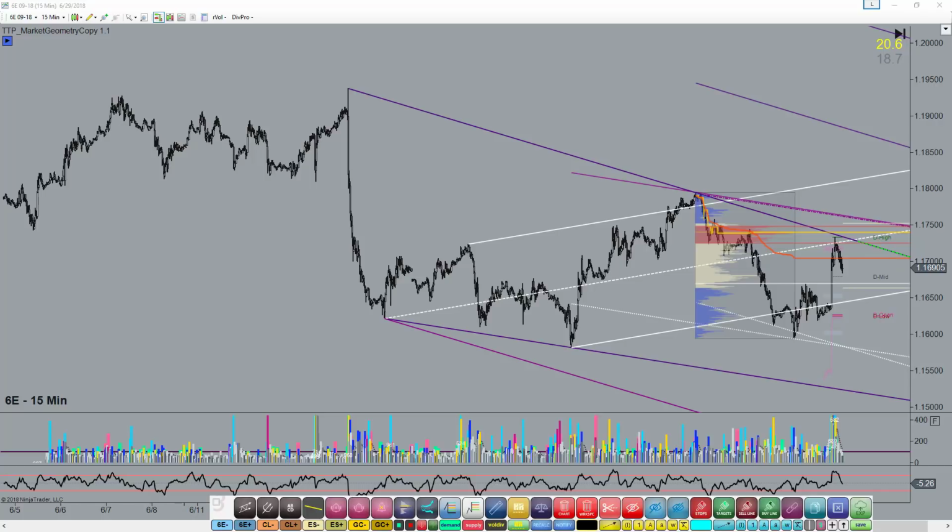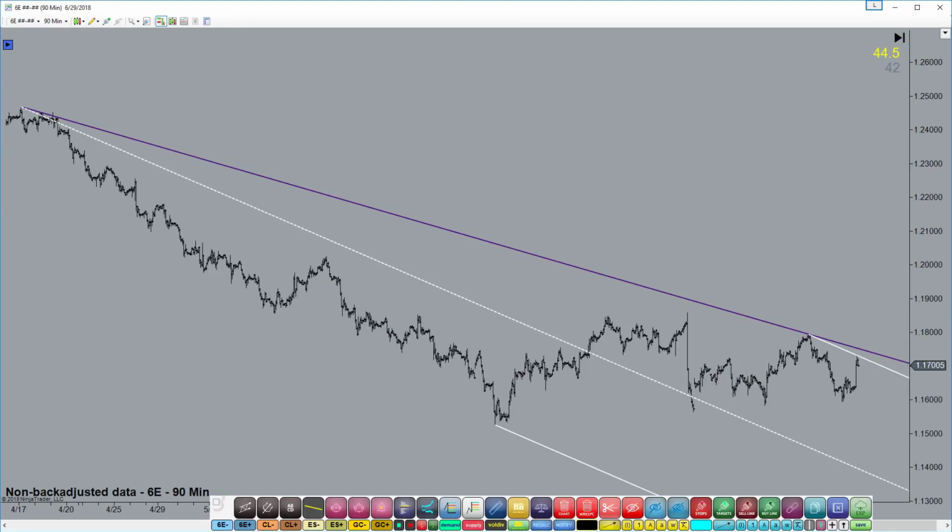Just to show you briefly one other area, this is a 90-minute chart using non-back-adjusted data. And you can see there's that down-sloping upper median line here. So I definitely had plenty of reasons for the trade, multiple areas coming together there for a swing high. And I had set an alert there using the little alert system we have built in, so that we can attach alerts to these areas.